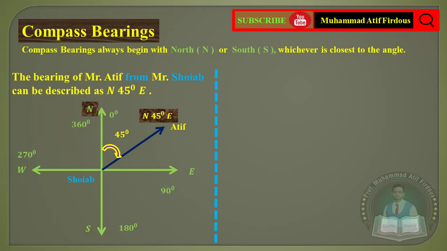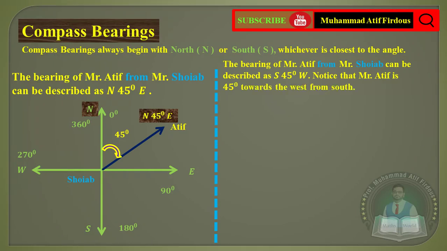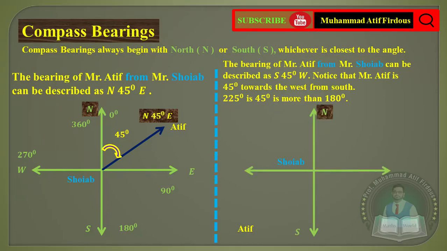So, in this type, you can take the angle from north. Now, another example: the bearing of Mr. Atif from Mr. Shoaib can be described as S45 degree west. Notice that Mr. Atif is 45 degree towards the west from the south, and 225 degree is 45 more than 180. You can make a north line at Mr. Shoaib, and north, south, east and west, and the angle between Mr. Shoaib and Atif is 225 degree.